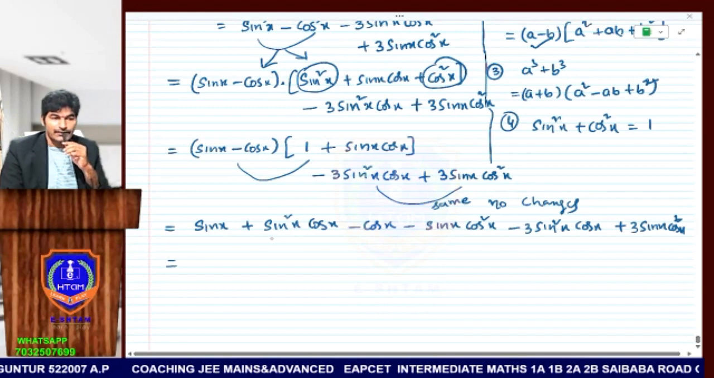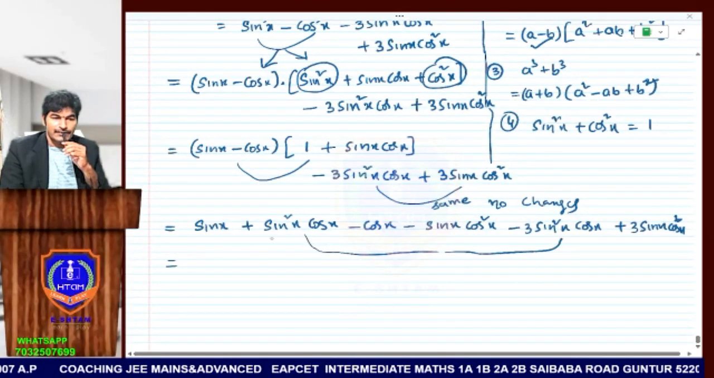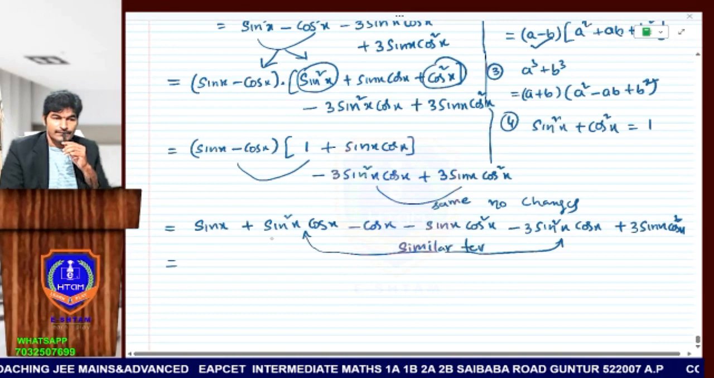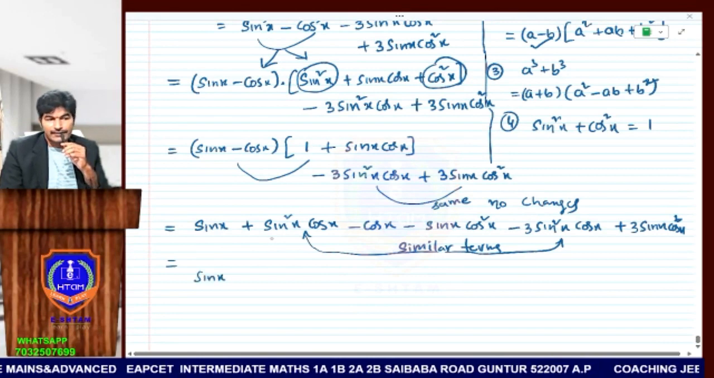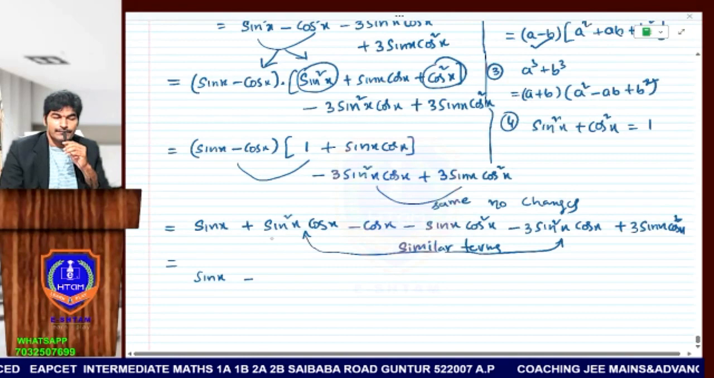Now identify the similar terms. What are similar terms? Sin square x into cos x. Look at this, these are similar terms, right? They are looking like same terms. So sin x will be same. Calculate these two terms: this sin square x into cos x and minus 3 sin square x into cos x. How much? Minus 2 sin square x into cos x, right?